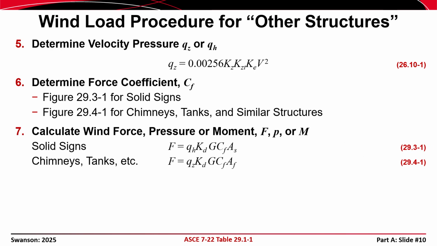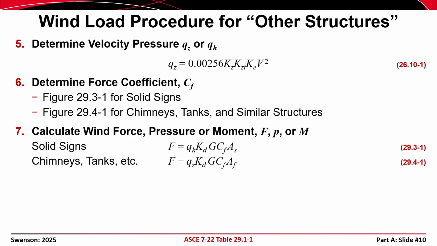The last step is to calculate the actual wind forces themselves. The wind forces are a function of the velocity pressure Q and the force coefficient C sub F, but are also dependent on the directionality factor K sub D and a gust factor G, and the area against which the velocity pressure acts, A sub S, the gross area of a sign, or A sub F, the projected area of a structure normal to the wind in other cases.